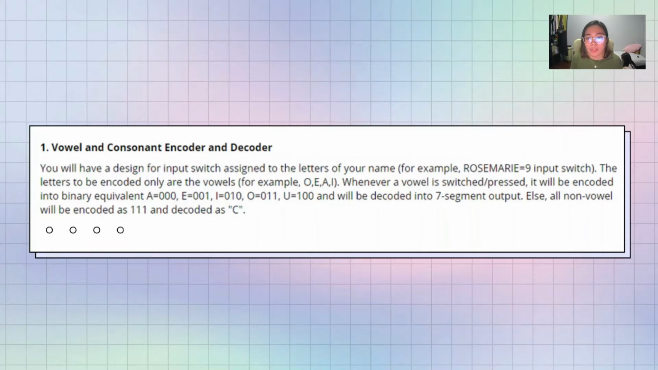So whenever a vowel is switched or pressed, it will be encoded into its binary equivalent: A equals 000, E equals 001, I equals 010, O equals 011, and U equals 100. And it will be decoded into 7-segment output. Else, all non-vowels will be encoded as 111 and decoded as C for consonant.